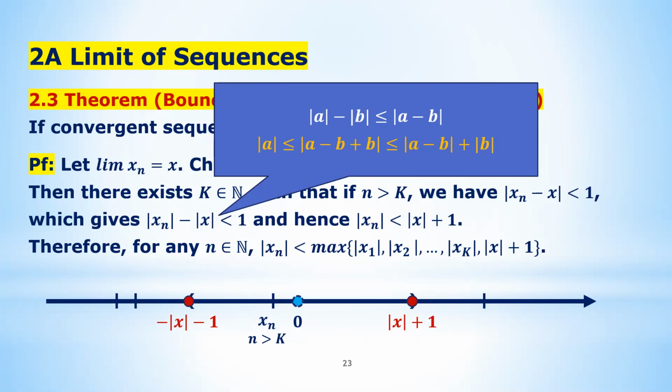Then I increase the radius of the interval by inserting x1 to xK inside, and you can see the whole interval will include everything. This simply shows that all the terms in the sequence are inside a big interval. Therefore, they're bounded. So that's the proof of this second theorem. Any questions?